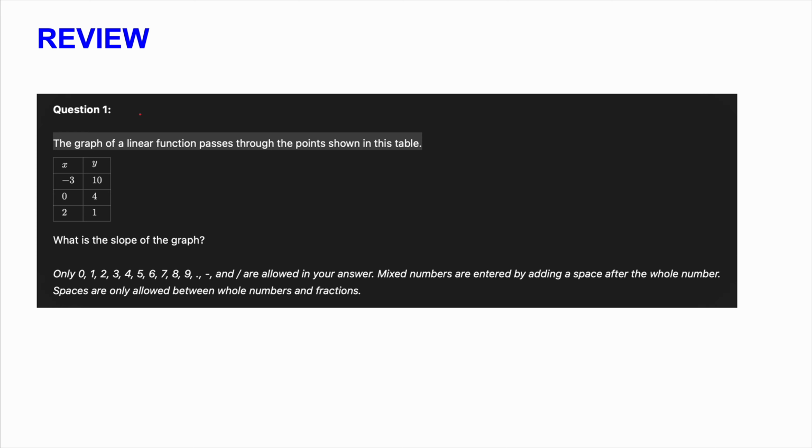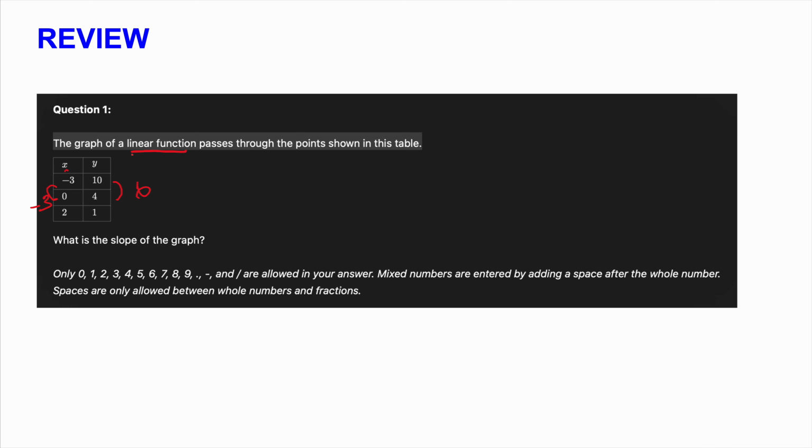Now, we have the first one, which is this table of a linear function, because the table is saying this is a linear function, and it wants us to calculate the slope. We already know the slope has a formula, which is rise over run, but on the table you want to get this two-part, which is subtracting this from this and subtracting this side from this side. So when we do 10 minus 4, we get 6, and we do negative 3 minus 0, we still get negative 3.